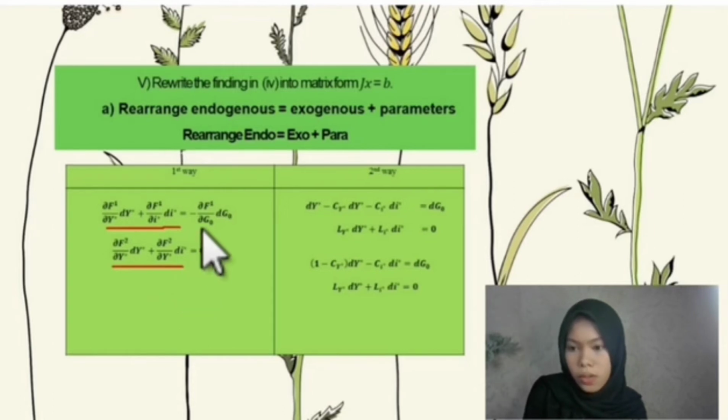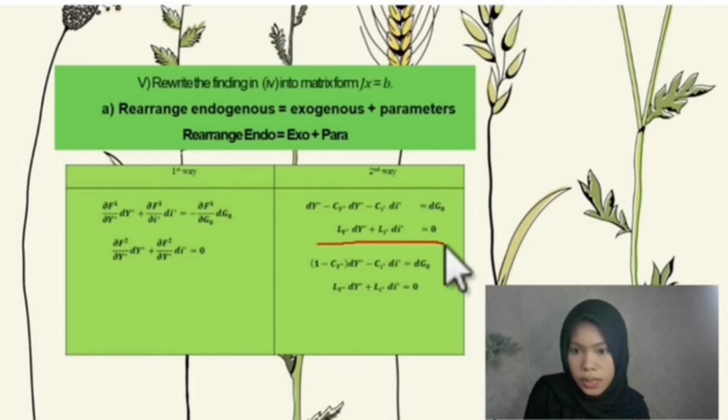So we just put the 0 and remain the endogenous in front. In the second way, we make it like this, which is we bring back the previous answer into this. We do the same thing, which is we bring the exogenous or parameters to the right side. In this function there is a diginal, so we just bring the diginal here. Second function, we just put the 0 because there are no exogenous variables or any parameters.